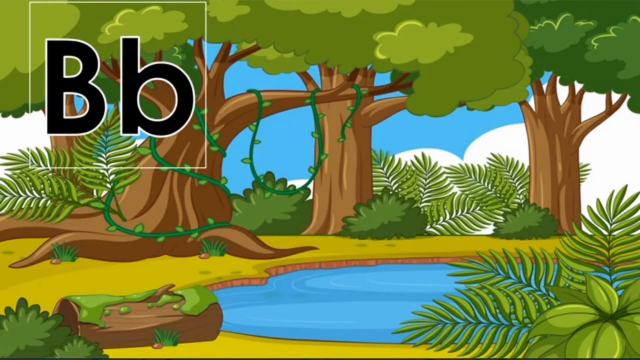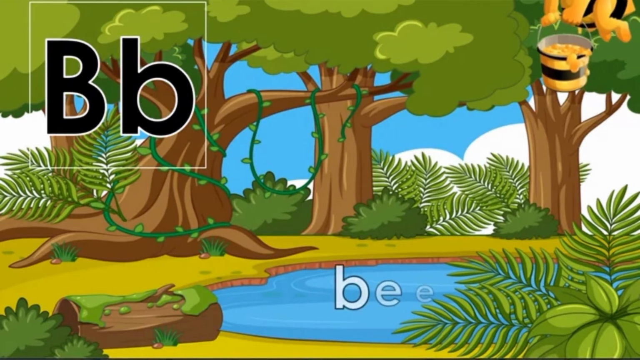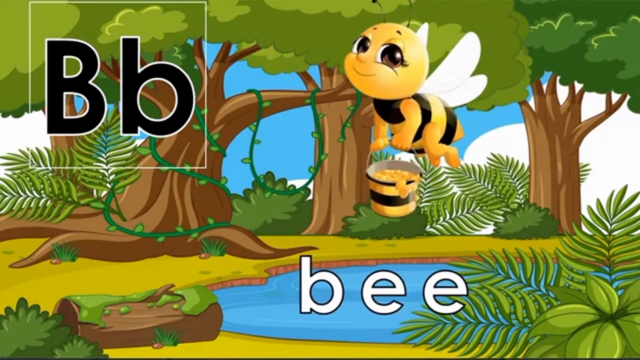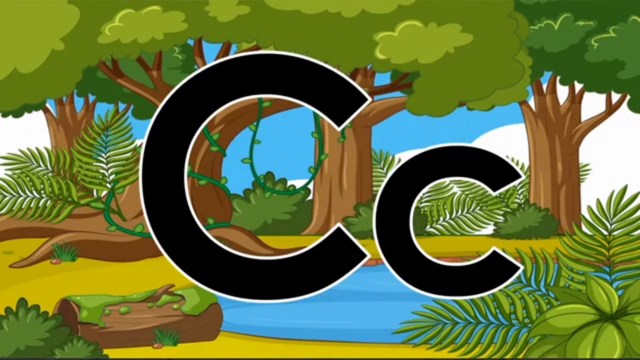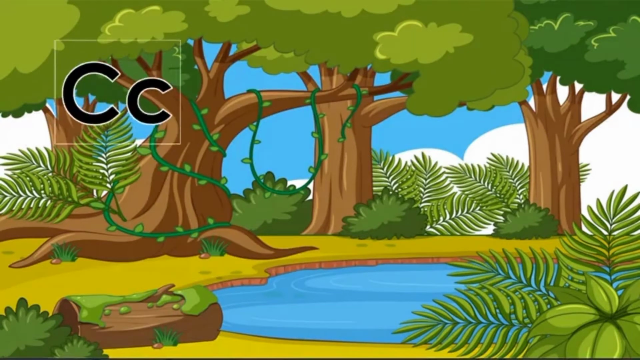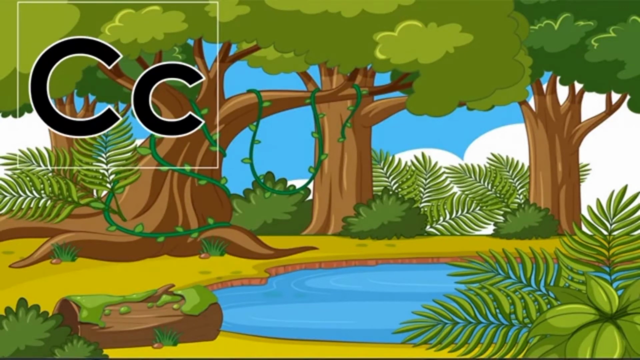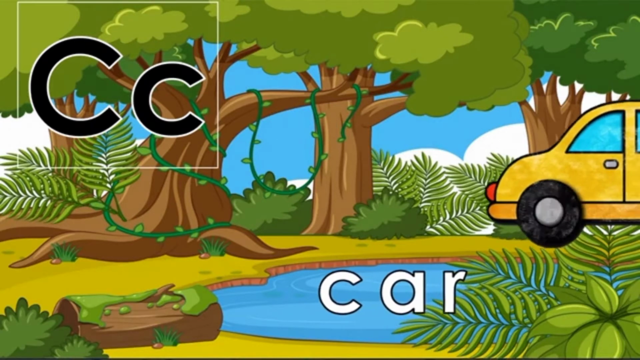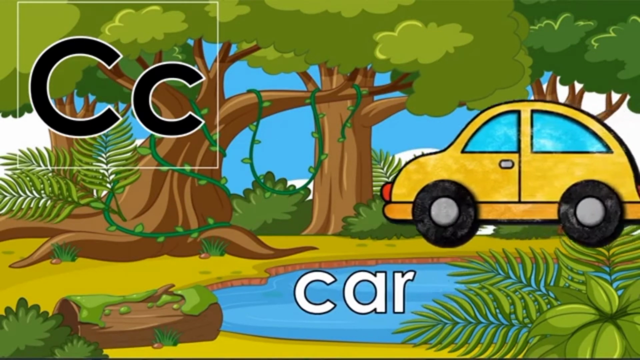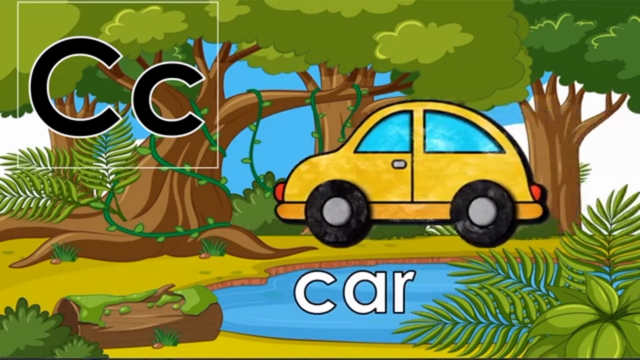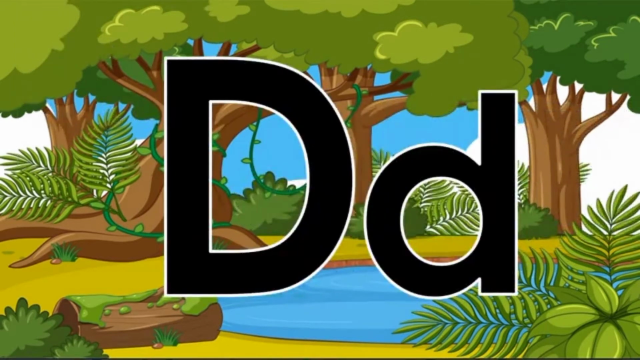Next letter is B. B, B, B, B. Nice. Next letter is C. C, K, K, K. Car, K. Car. Car. Good.